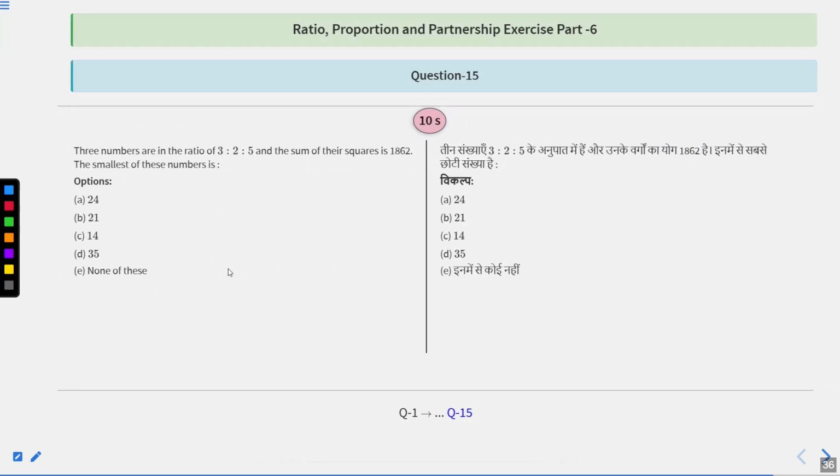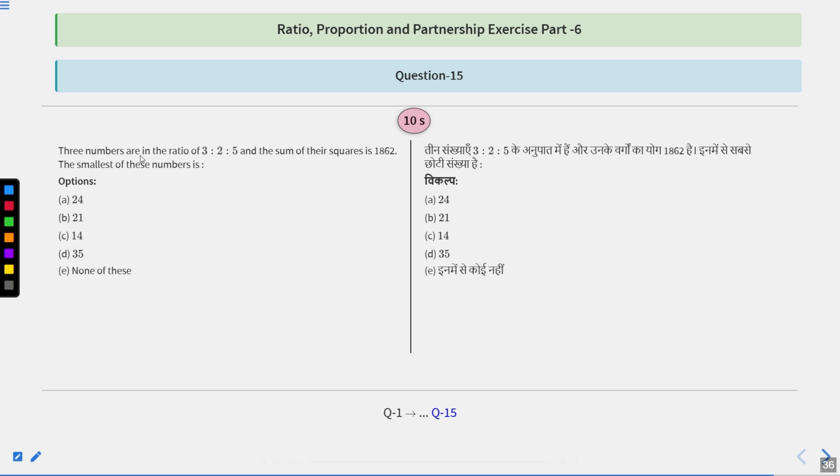Next one. Three numbers are in the ratio 3:2:5 and the sum of their squares is 1862. The smallest of these numbers is? You have 5 options and 10 seconds to analyze the question. Your time starts now.